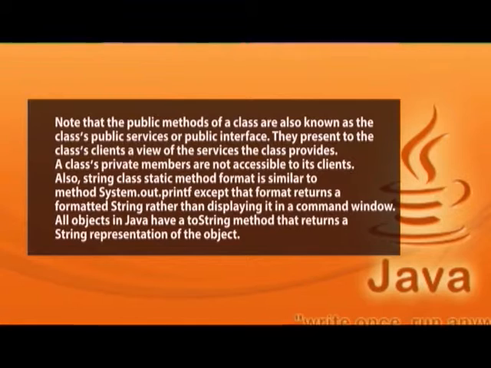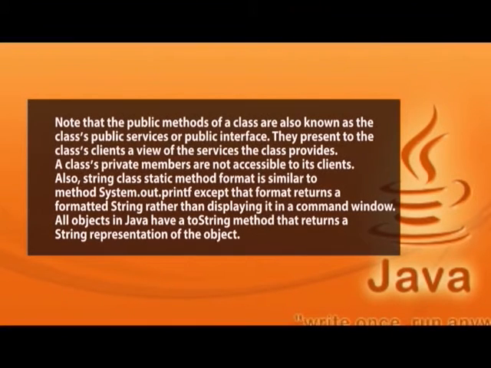For this reason, the class's private variables and private methods, that is, its implementation details, are not accessible to its clients. Note that the public methods of a class are also known as the class public services or public interface. They present to the class clients a view of the services the class provides. A class's private members are not accessible to its clients.